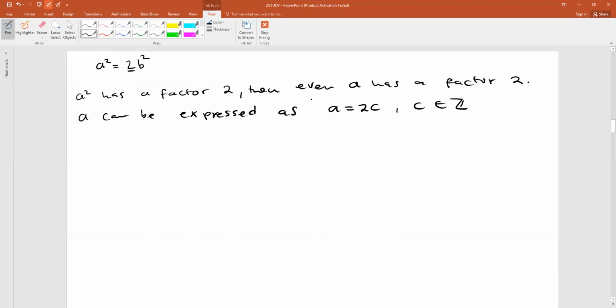So now we are going to replace, in this first equation, where there is a, we are going to replace a with 2c, because we are saying this a can be expressed as 2c.